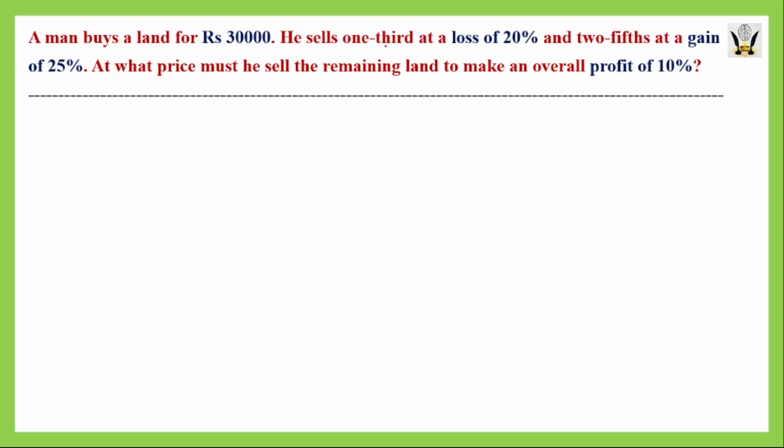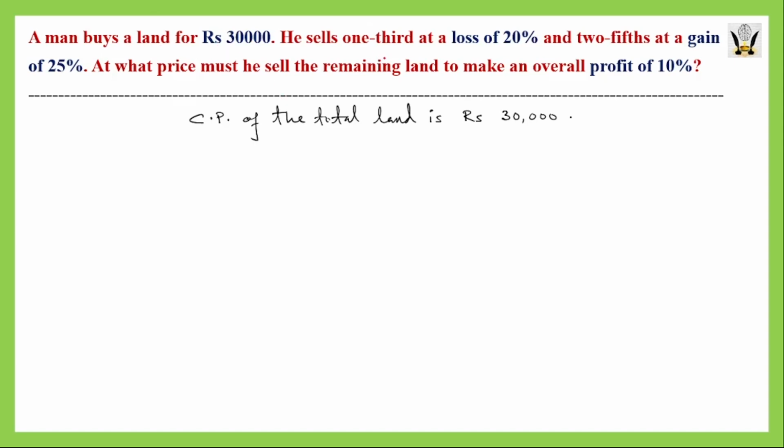He sells one third at a loss of 20%, two-fifths at a gain of 25%, and at what price must he sell the remaining land to make an overall profit of 10%? So the cost price of the total land is rupees 30,000. That's what is given in the first line.